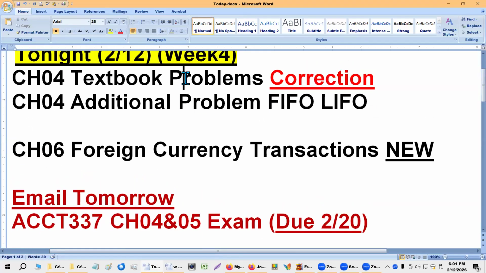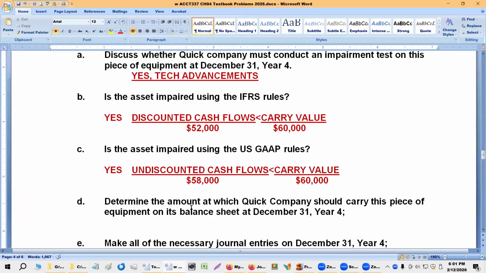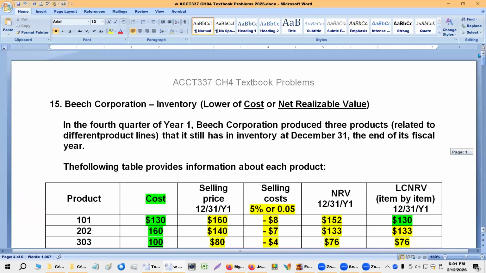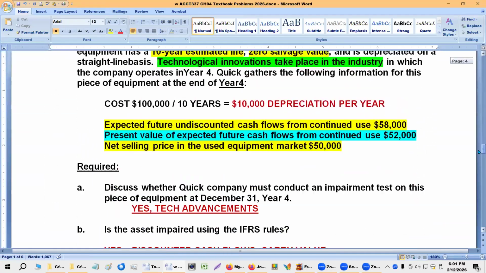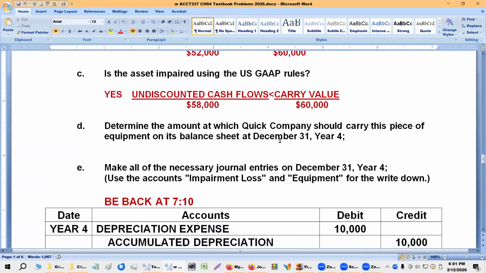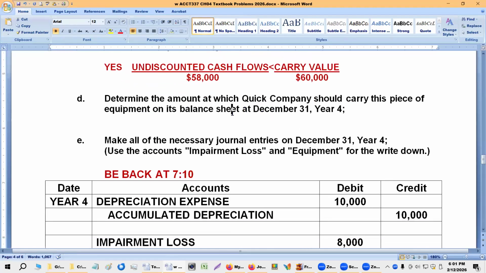All right, so first thing I want to do is go over this chapter 4 textbook problem. It's not really a correction, but it's this handout. I kind of skipped over it for a good reason. It's because I'm a coward. Determine the amount which Quick Company should carry. This is number 4. We didn't fill this one in.